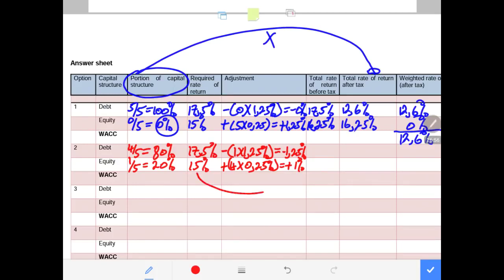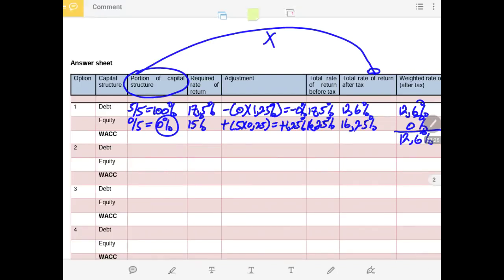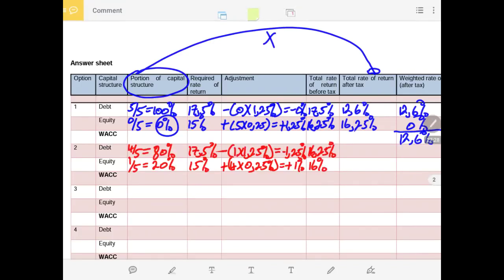So this will be 15 plus 1% and 17.5 minus 1.25. Let us just do those calculations. 1 plus 15 will give us 16%. Remember, equity does not attract interest. Then we have 17.5 minus 1.25, meaning it will be 16.25%. This will be our cost or return on the investment before tax is accounted for.